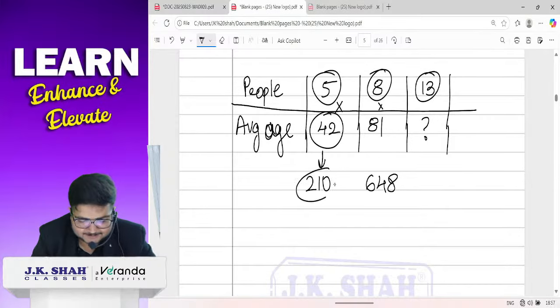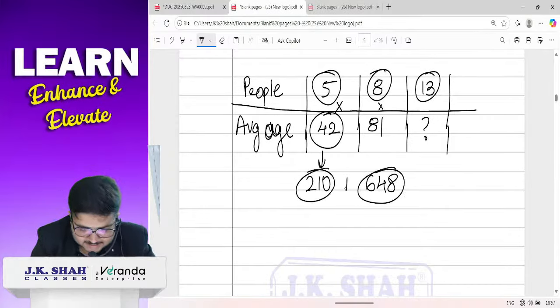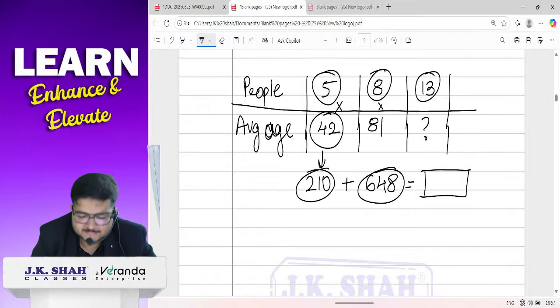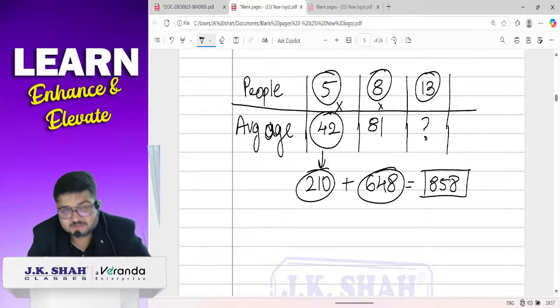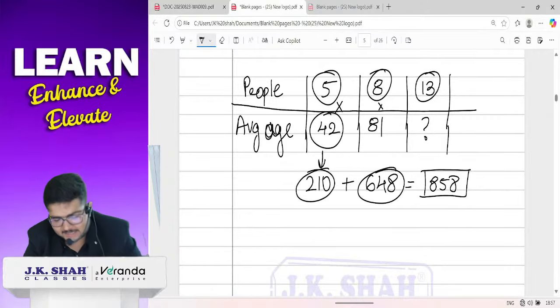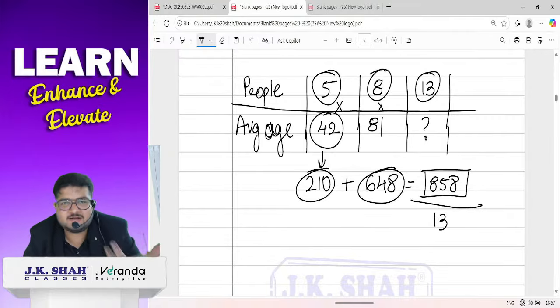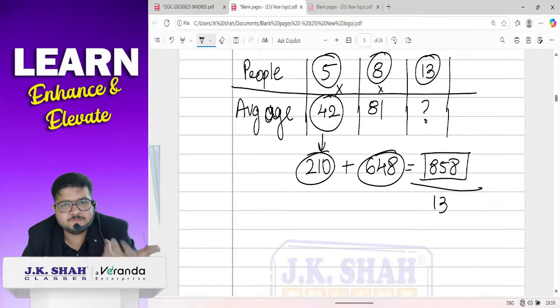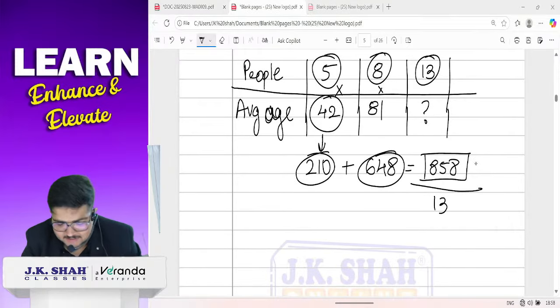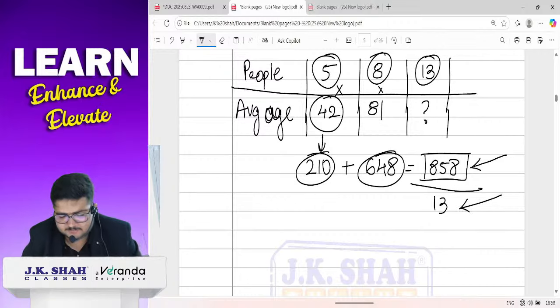This is the 5 people's total. This is the 8 people's total. I will take the total of this. Then I will get the 13 people's total: 858. Now this is the total of all 13 people. I will divide this by 13 because there are 13 people. Number of observation is 13, na? This is the sum of all observation. This is the number of observation.